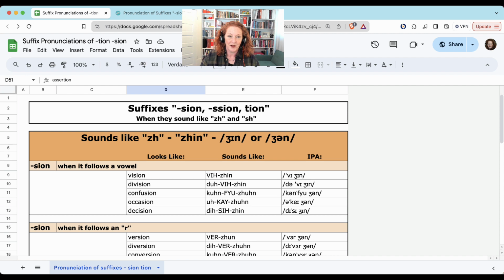So hopefully that's helpful. I know there's always exceptions in English for the rules, but this might give you some tips of how do I know? Is it shun or jun?